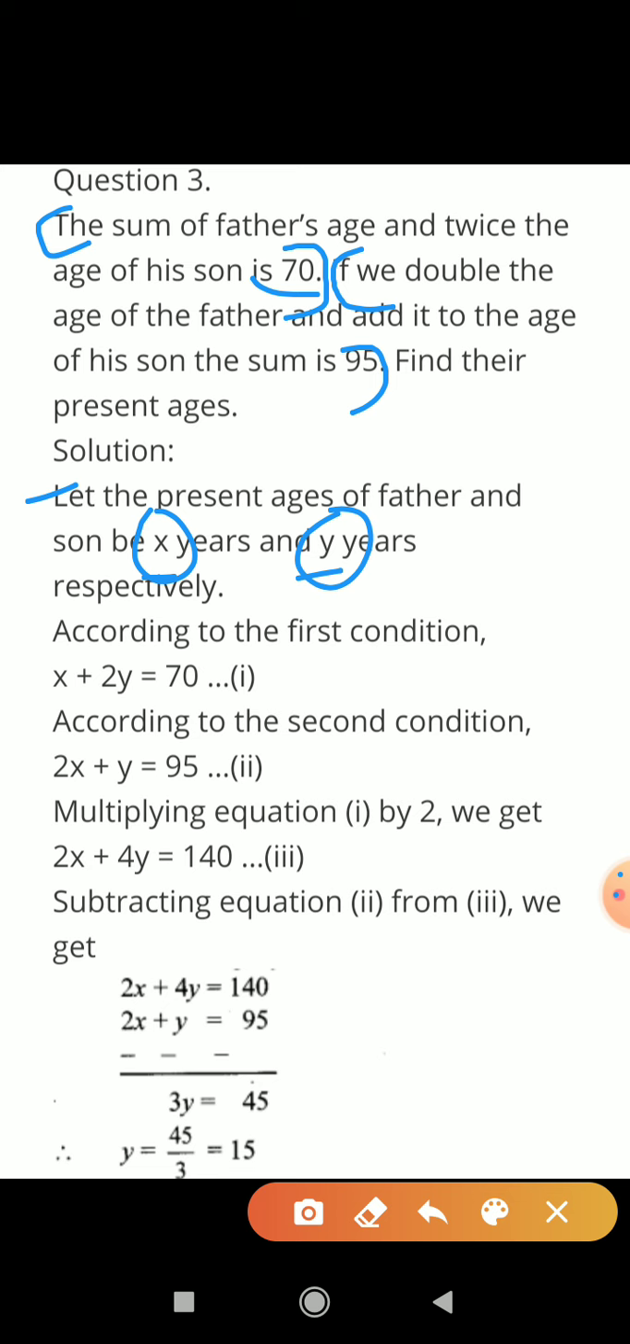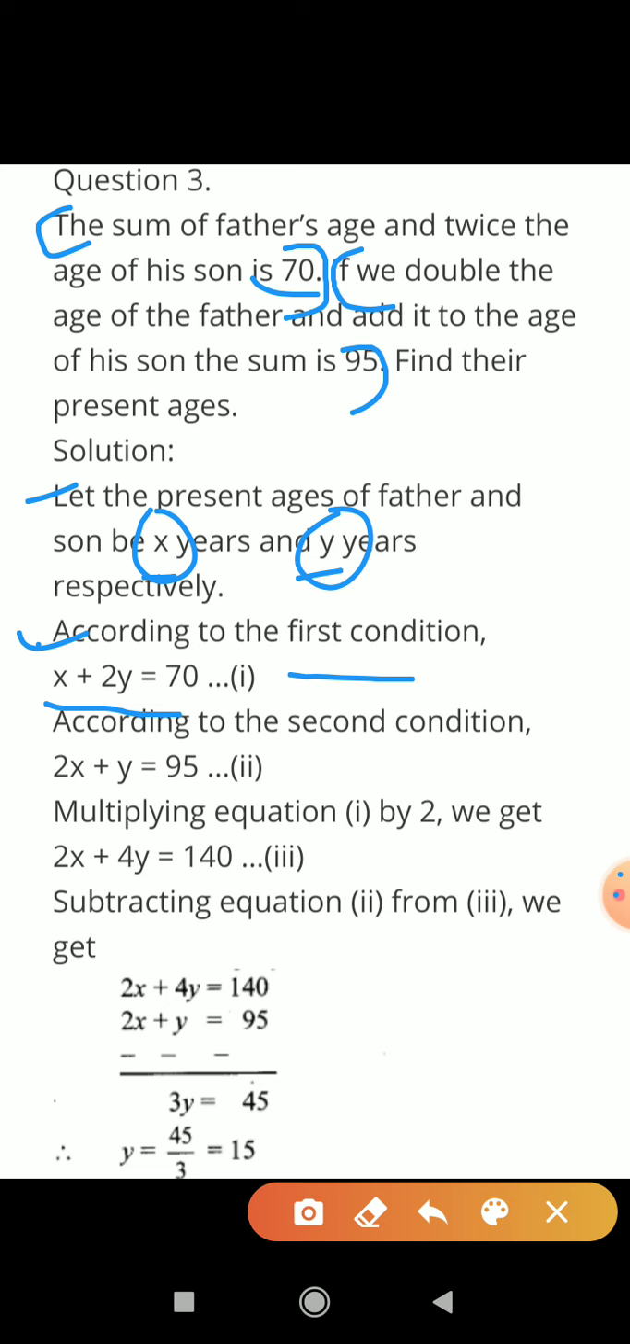Now according to the first condition, read the first condition in the question first. The sum of father's age and twice the age of his son. So here we have to add father's age and son's age, but son's age we have to take as twice. According to this condition, father's age is x and son's age is y, but twice the son's age, so twice y, and this is equal to 70. So this is our equation number 1.